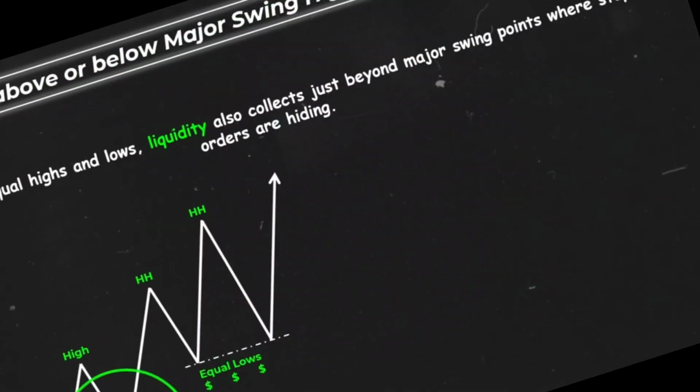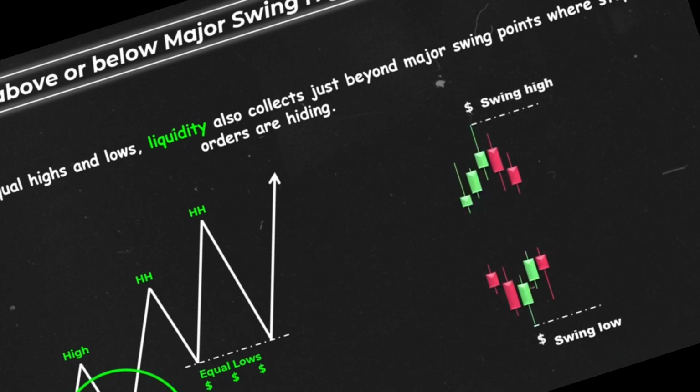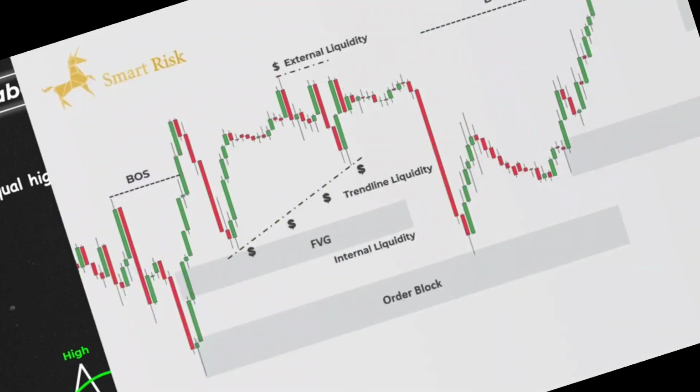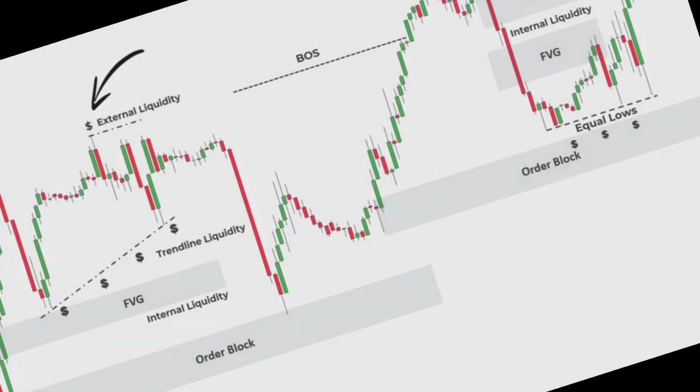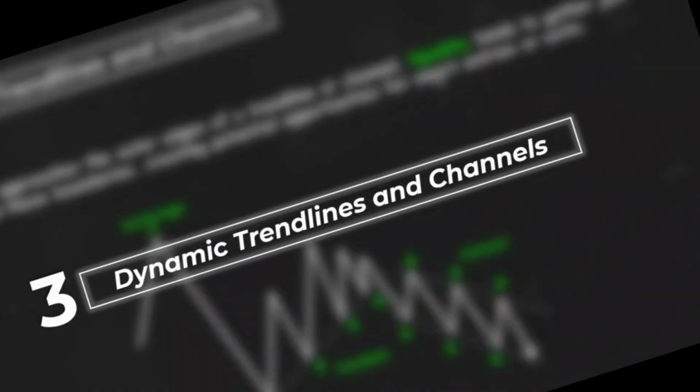Liquidity also collects just beyond major swing points where stop orders are hiding. For example, inside this range, this swing high acts as a buy-side liquidity pool that we can target for future exits or profit-taking. Number 3. Dynamic trend lines and channels.